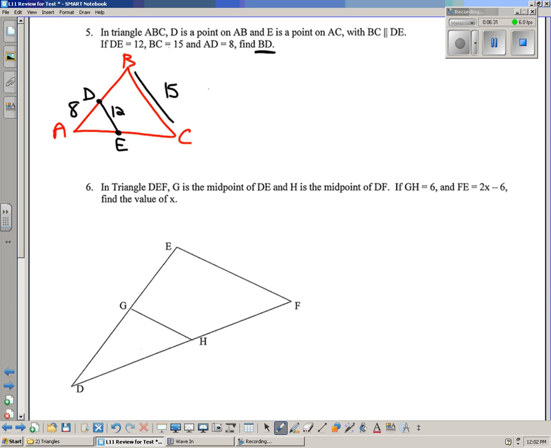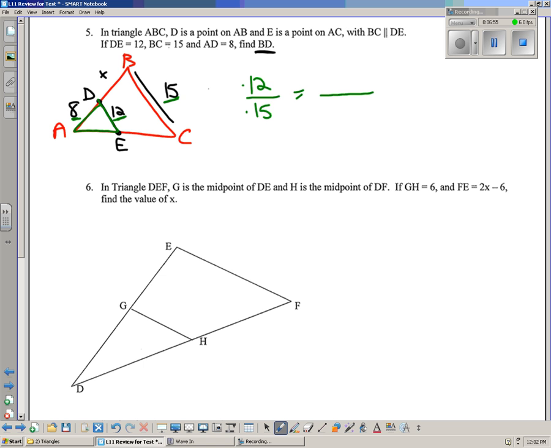BD. So on BD, I'm going to put an X. Okay? Now this one I'll do a little differently. The little triangle, I'm going to highlight in green here. Here's the little guy. 12 corresponds to the 15 in the big triangle. So 12 over 15. Notice I started small, then large. So when I do the next part of the proportion, I have to start with the small triangle.